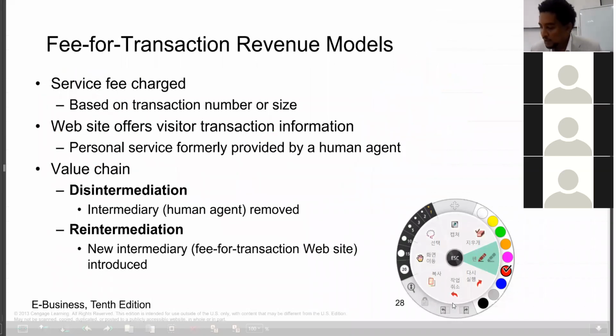And fee for transaction, in the fee for transaction, you have to pay a service charge, okay, based on the number of transactions. So for this, I gave you the example of web businesses that sell, for example, airline tickets or brokers. Okay, brokers are websites or intermediaries, we call them.